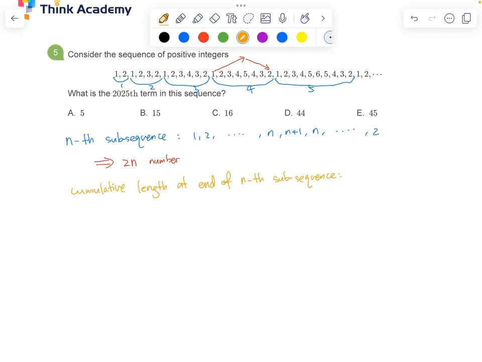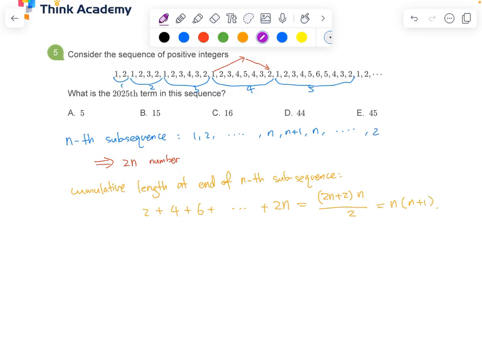So basically, I'm summing up an arithmetic sequence. 2 would be the length of the first subsequence, 4 would be the length of the second subsequence, and it's arithmetic up until the last term, which would be 2n. And there would be n numbers in this arithmetic sequence. So it would be 2n plus 2 times n over 2, which is n times n plus 1. Okay.